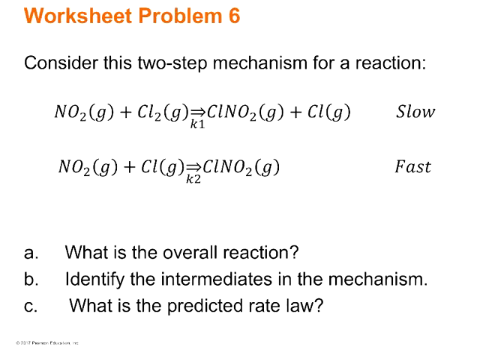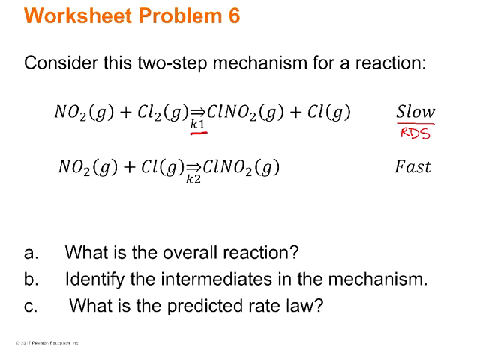So now let's go over worksheet problem 6, and we're going to consider a two-step mechanism for a reaction. So in the first elementary step, NO2 is reacting with Cl2 to produce ClNO2 and Cl. And this is a slow step. So the activation energy for that step is going to be really high. That's also going to be our rate determining step. And then in the second step of the reaction, we have NO2 reacting with Cl to produce ClNO2. And that's a really fast step.